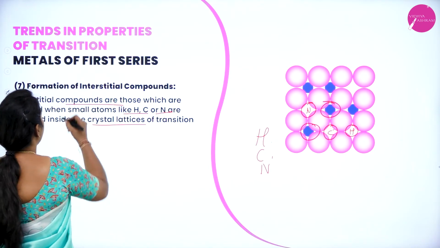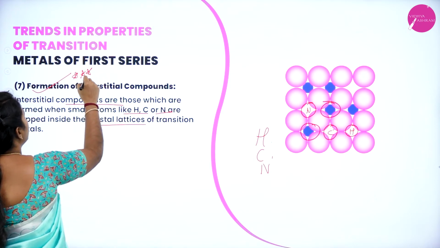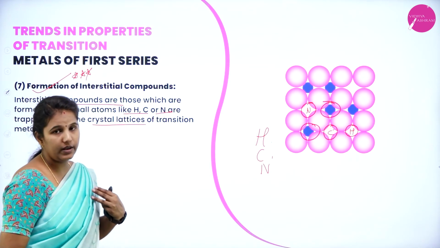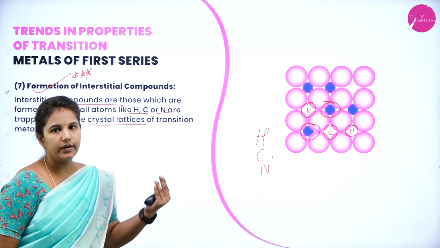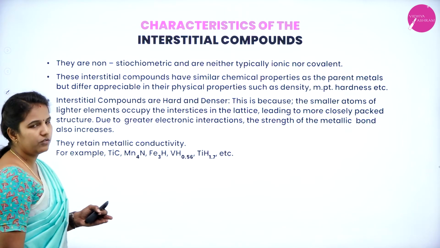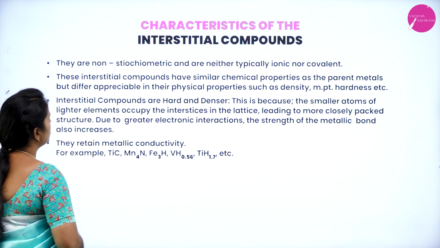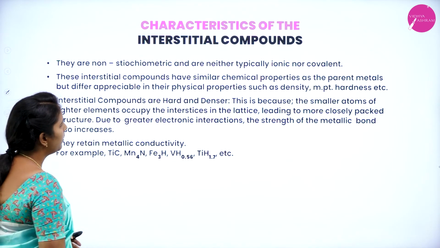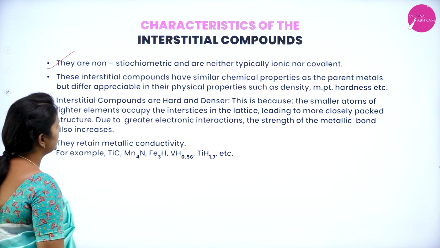The formation of interstitial compounds, or what interstitial compounds are, will be asked many times for 3 marks or for 2 marks. You must know how they are formed, and also you must know the characteristics of these interstitial compounds. They are non-stoichiometric, and neither typically ionic nor covalent in nature.